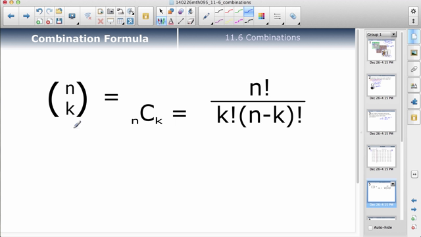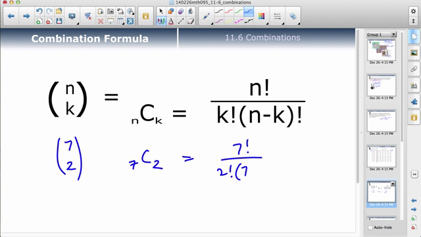And you can write it a lot of different ways. Like if you have 7 choose 2, you could write it like that, or you can write it as 7 choose 2. Here's a formula that you can use also to determine that. So it would be 7 factorial over 2 factorial times 7 minus 2 factorial. So you could plug that into your calculator and figure it.